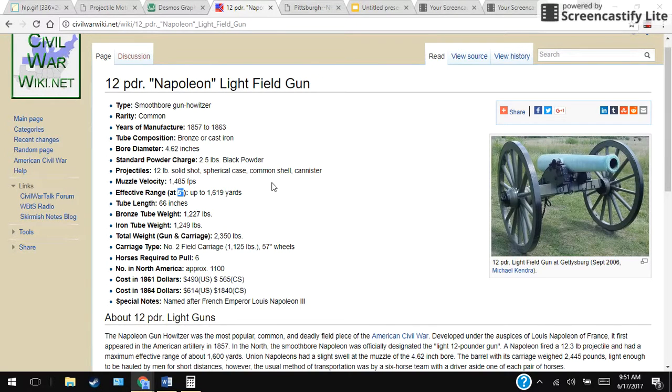So that's a really shallow angle. These cannonballs weren't launched straight into the air; in fact, they were more horizontal than anything else. Okay, and then launching this at 1,485 feet per second at 5 degrees is going to give them a range of up to 1,619 yards. So this will launch cannonballs 1,619 yards.